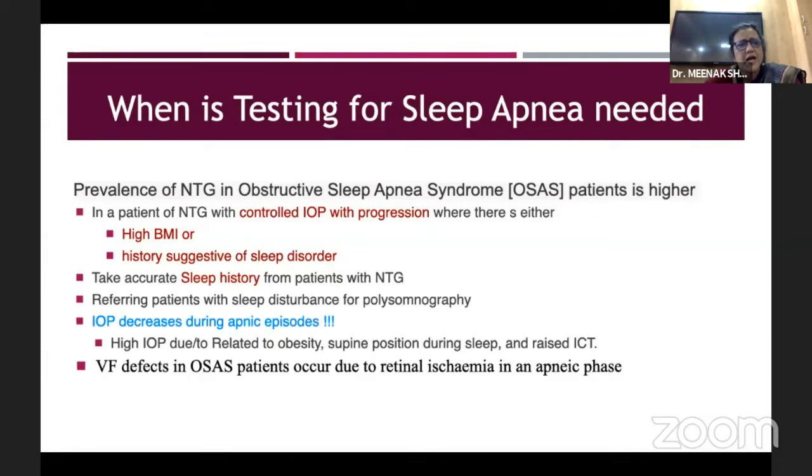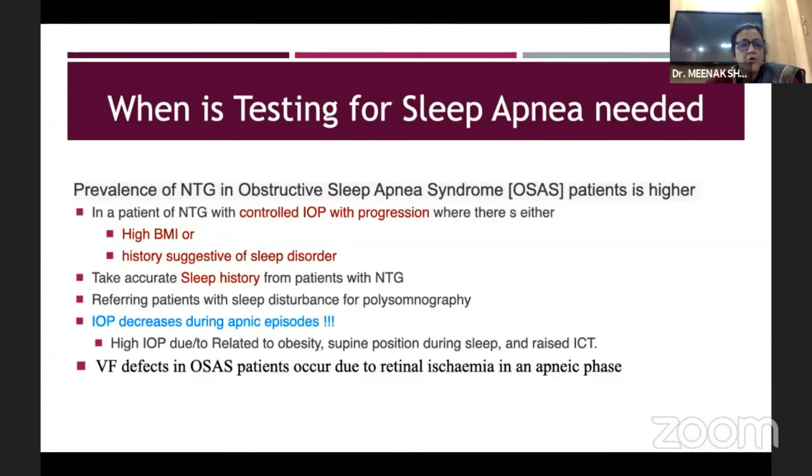Whenever there is high BMI or a history suggestive of sleep disorder, we should investigate them. We should take a good, accurate history of sleep, and we should refer such patients with sleep disturbance for polysomnography. But what was actually found when they put a contact lens which could measure the IOP while the sleep study was on, was that the IOP actually decreases during the apneic episodes.